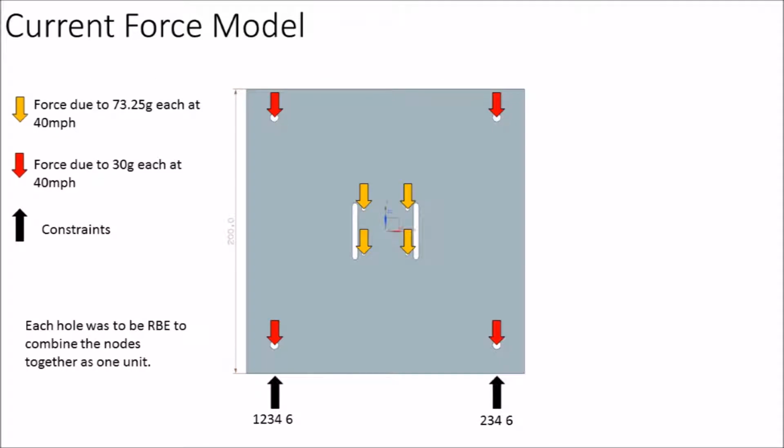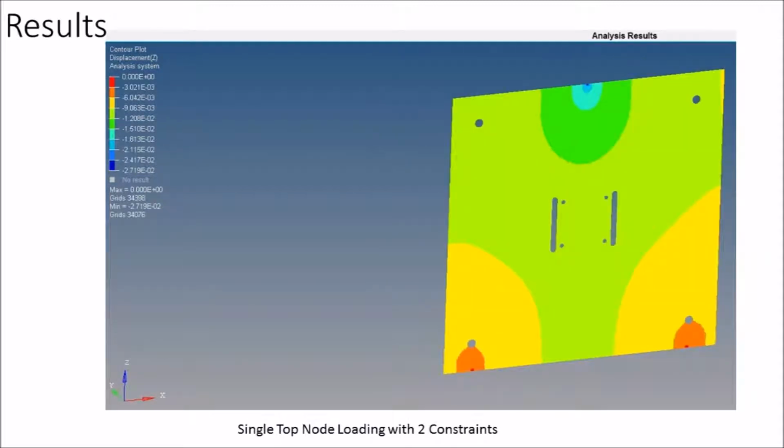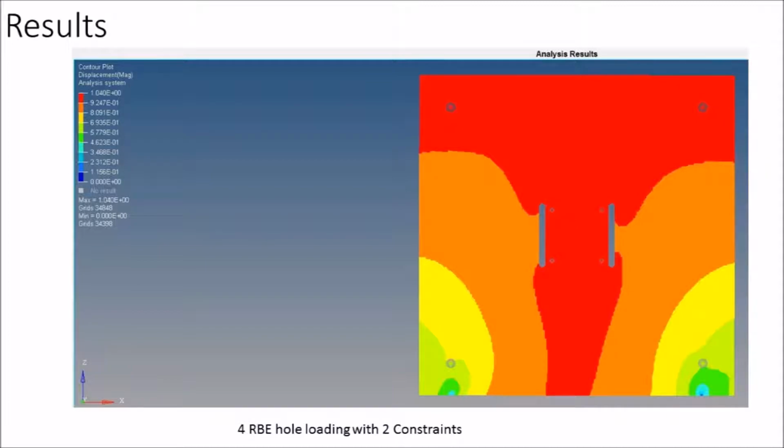This is the current force model. The red and orange arrows are force components, where the black are constraint components with their DOFs restrained. Each hole was to be an RBE to combine the nodes together as one unit. These next three slides show preliminary results, where one is the single hole loading with 2 constraints, the next is a single top node loading with 2 constraints, and the next is 4 RBE holes loaded with 2 constraints.